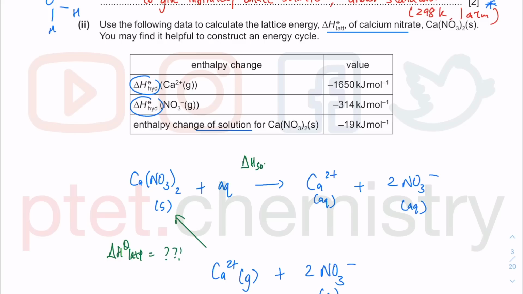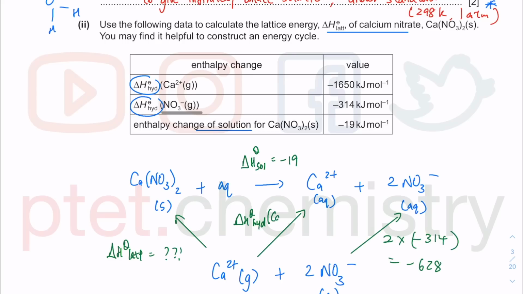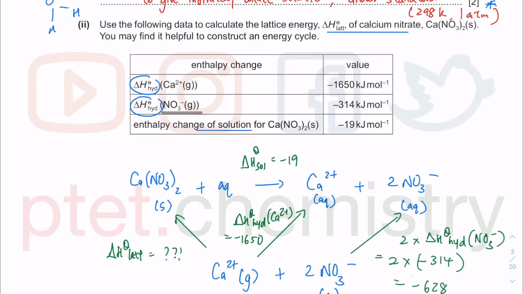This is enthalpy of solution, and this is minus 19 kilojoule per mole. The gas hydrates into the calcium 2 plus cation. There is 1 of these, but there are 2 of that, whereas this enthalpy of hydration is for hydrating 1 mole of NO3 minus. So I need to do 2 times minus 314 there. If I press that onto the calculator, minus 314 times 2, I get minus 628 kilojoule per mole. And this thing here is hydration of calcium 2 plus, and this is going to be minus 1650. I should really clarify that this thing here was 2 times hydration of NO3 minus, which is equal to minus 628.